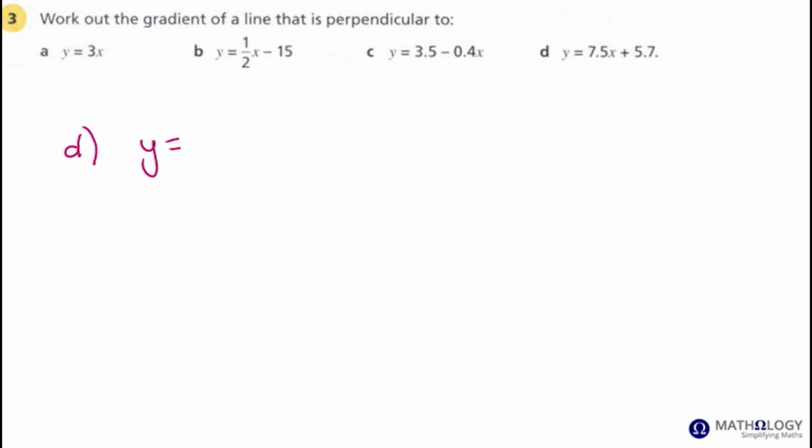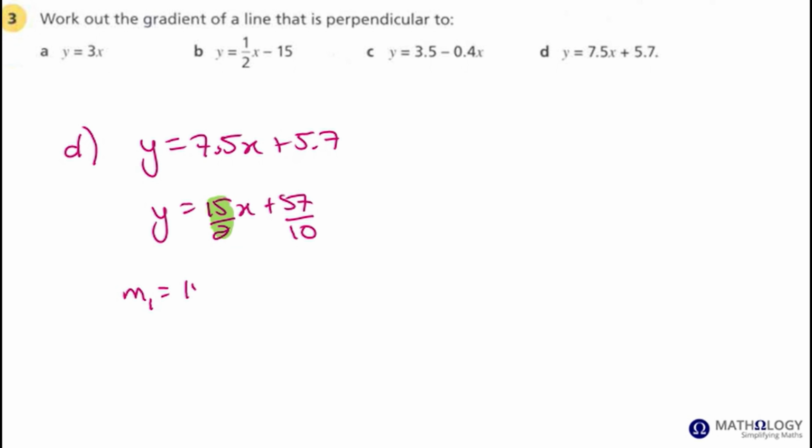Okay, again, we've got decimals here, which is annoying to say the least. Okay, 7.5 is 15 over 2. And that'll be 57 over 10. The gradient 1 is 15 over 2. Therefore, gradient 2 is the negative reciprocal of 15 over 2, be minus 2 over 15.